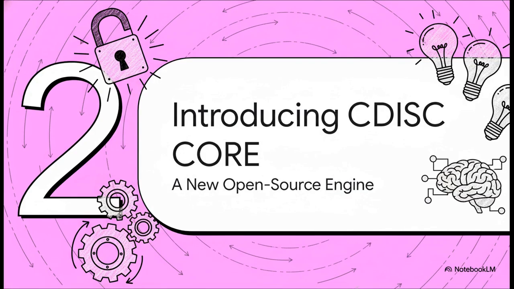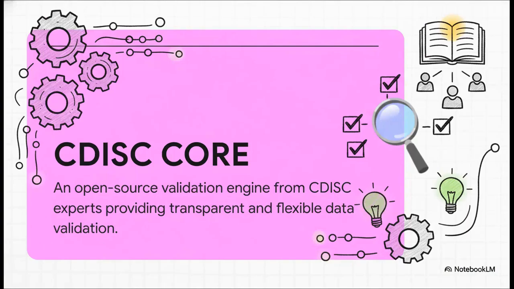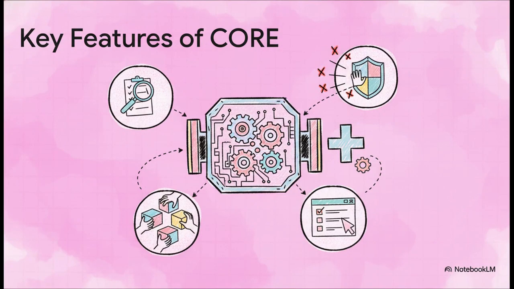So let's meet the hero of our story, a new engine built from the ground up on openness and expertise. And here it is, CDISC CORE. Now, it's an open source validation engine, which is already cool, but the really crucial part is who built it. We're talking about CDISC's own experts and over 100 volunteers, the very people who actually create the data standards in the first place, so they know exactly how these rules are supposed to work.